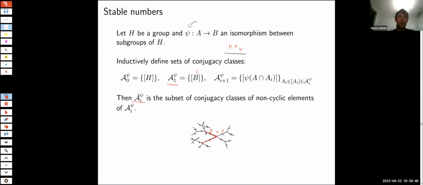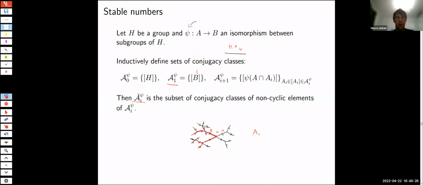Okay, then let's look at 2. So this is A1, A0 is this guy. A2 will be, well, we look at all the segments of length 2 leading into H, and it's respecting this orientation. All the guys in A2 are going to be conjugacy classes of subgroups which stabilize segments of length 2 leading into H. And then same with A3, A4, etc. That's what these guys are.